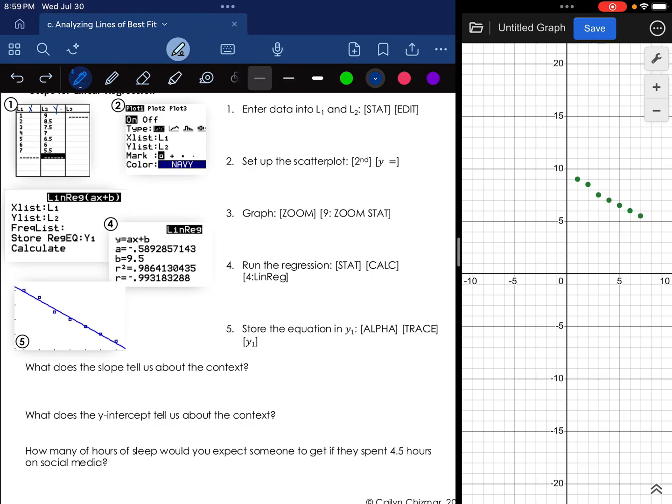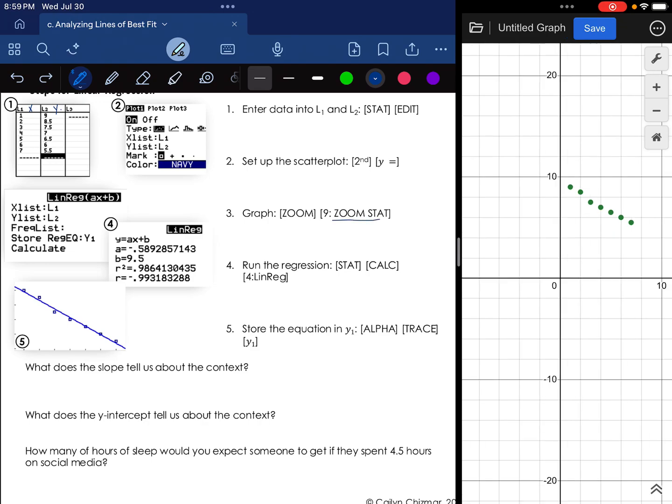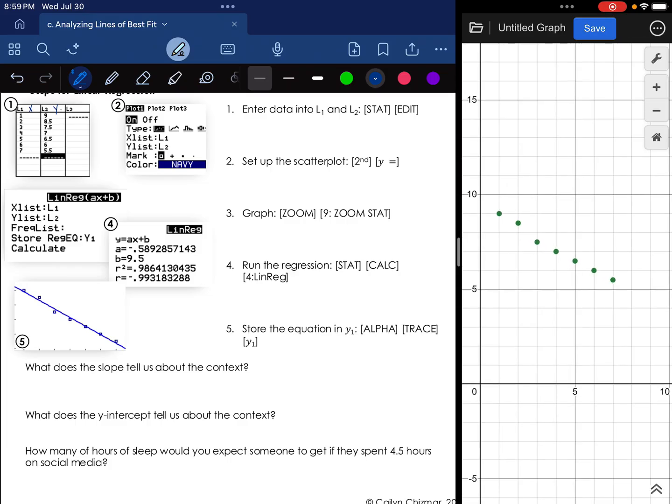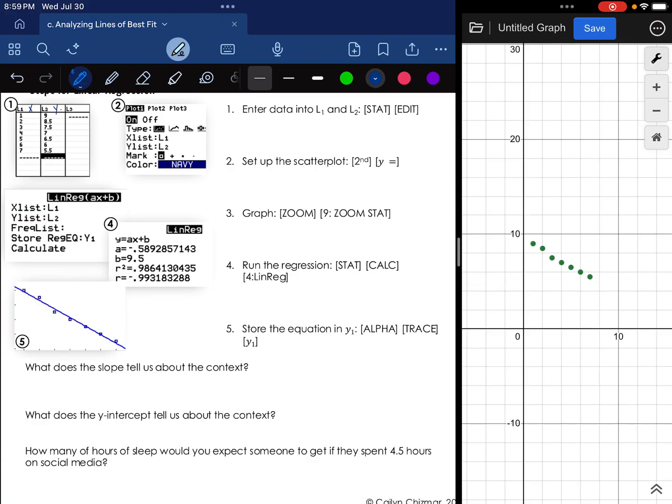or that square. Then we hit zoom 9, which will zoom your window in automatically toward the statistics. Now with Desmos, I can just pinch and zoom to my data, or use the buttons here, or even if I hit the wrench, I can manually change my axes. So yeah, there you go.